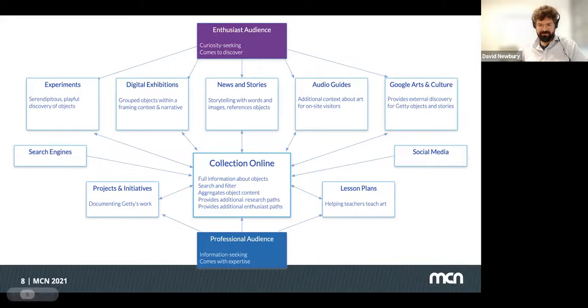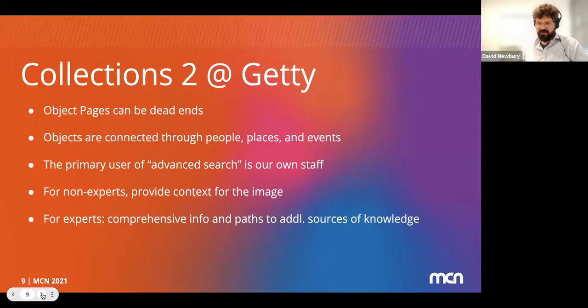And the other thing that we learned is that our object pages as they exist now don't function this way. They are dead ends. You get to that object description, you read that object description, you learn something, and then you close the window because there's nowhere else to go. But that's not true of the data. It's connected, through people and places and events, and building out that network, that ecosystem of relationships, transitioning the work that we do from thinking about the collection as documentation about objects to documentation of the network of information that we have and present, is critical to making this work.